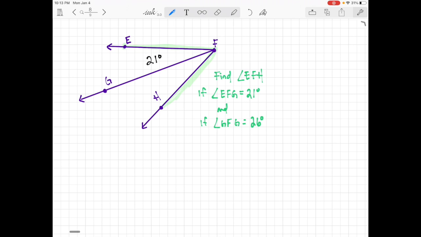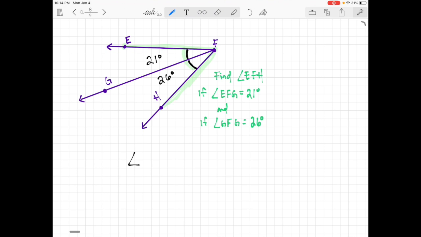And we know GFH, so from here to here to here, this angle here, we know that that one is 26 degrees. So what we can do is we can add the first small one plus the second small one, and that's going to give us this big angle here. It's going to give us the whole thing.